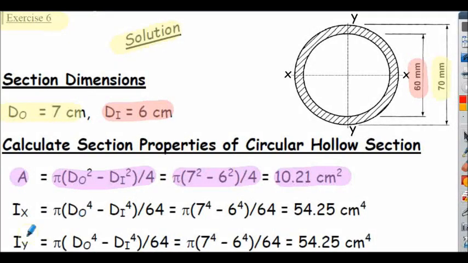And I've calculated the second area moment about the x-axis using again the standard formula from the previous table. And as the table stated, the IX and the IY for a circular hollow section are exactly the same, so I'm not really sure why I showed the full calculation here, because we can simply write that the IY is equal to the same as the IX.